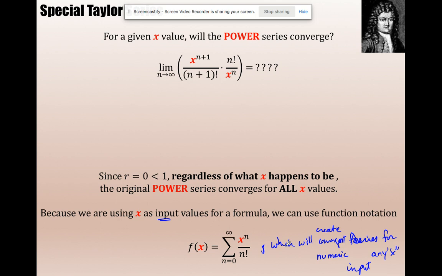For any x you put in. That's freaking crazy. All right, so what?